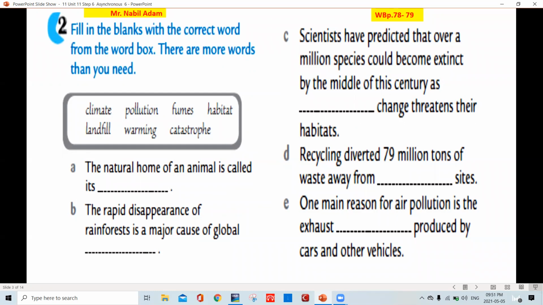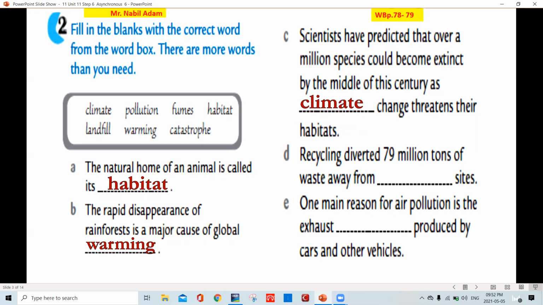In meaning, A, the natural home of an animal is called its, yes, which one? Habitat, natural habitat. B, the rapid disappearance of rainforest is a major cause of global warming. C, scientists have predicted that over a million species could become extinct by the middle of this century as climate change threatens their habitats. What threatens their habitats? Yes, climate change.